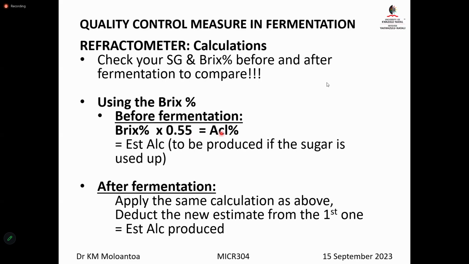And furthermore, the actual reading after the first cycle of fermentation can give you an estimation of how much more alcohol you can make if you keep your fermentation going from that point. And at that stage, you can decide: is my beer okay, can I terminate the first cycle of fermentation to start maturing, or should I keep it there longer, or what do I need to add? Right. And then after fermentation, apply the same calculation as above, deduct the new estimate from the first one, and then you can estimate how much has been produced. All right. Hope that is clear.